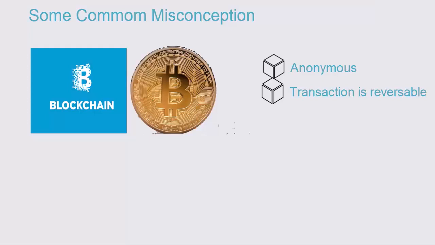Another misconception is that people think that blockchain is Bitcoin. This is not correct. Blockchain has extended above Bitcoin. So blockchain is one of the technologies being used in Bitcoin. Blockchain is also used in other fields such as supply chain management and in real estate. So blockchain is not Bitcoin.